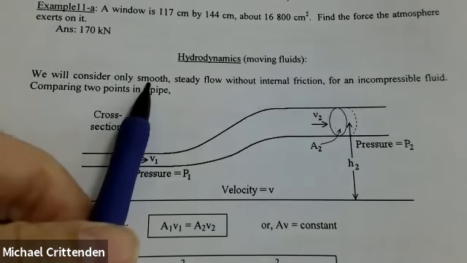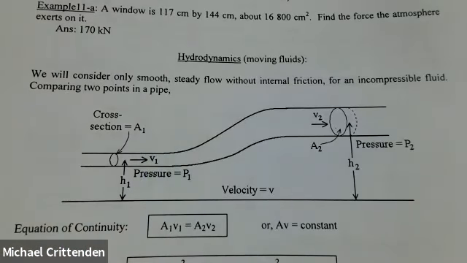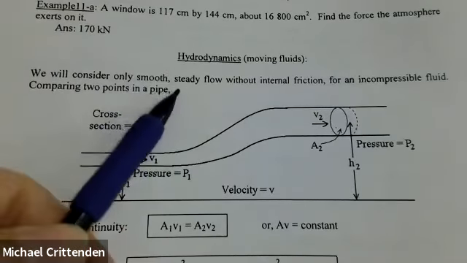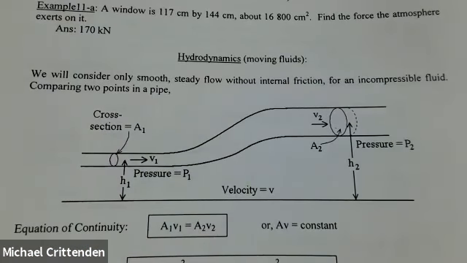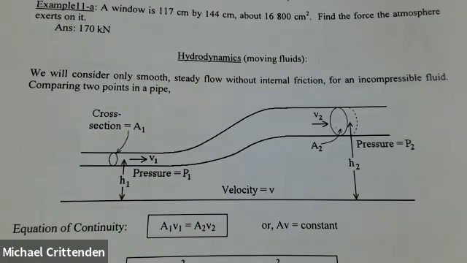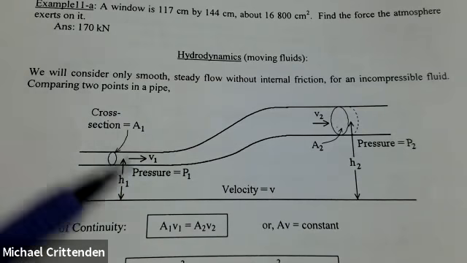So smooth, meaning that, well, it means streamlined flow. Okay, there's no turbulence. Turbulence is a very complicated subject, still very much a topic of current research, whereas smooth, streamlined flow has been well understood for close to 300 years.